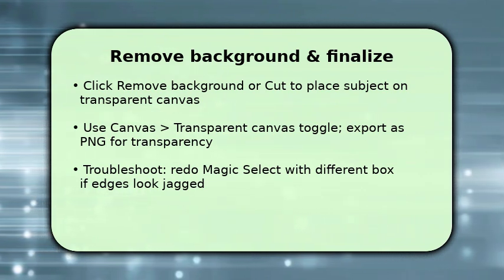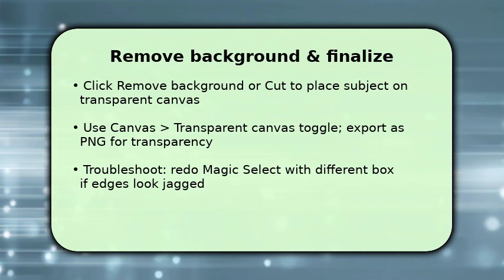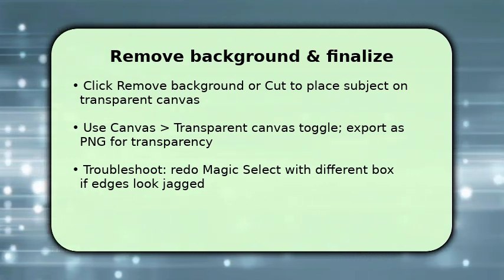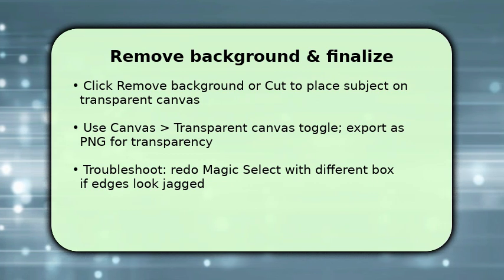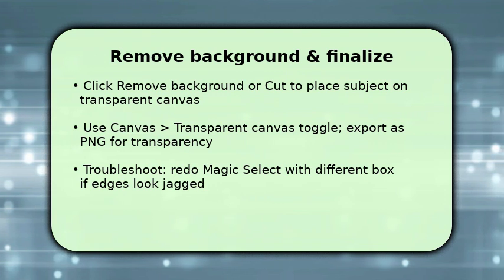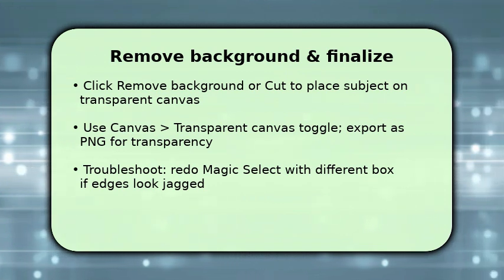You can further clean edges with erase or paint tools if needed. If you see jagged or missing edges, retry Magic Select with a slightly larger box or use Add/Remove more precisely. That often fixes edge artifacts without starting over completely.